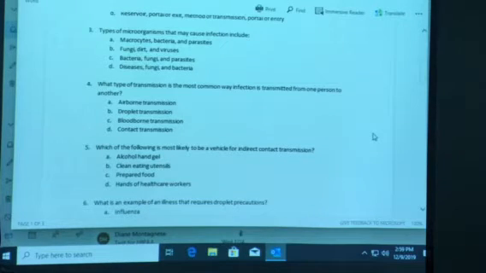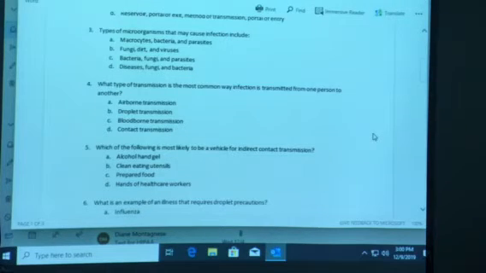Question number 4. What type of transmission is the most common way infection is transmitted from one person to another? A, airborne transmission. B, droplet transmission. C, bloodborne transmission. D, contact transmission.